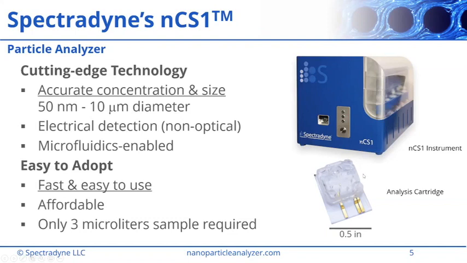It's microfluidics enabled. What we're showing here is a microfluidic analysis cartridge that takes just 3 microliters of your sample. So overall, the system's easy to adopt, it's easy to use, fast, results in minutes, and affordable, also saving you sample costs.